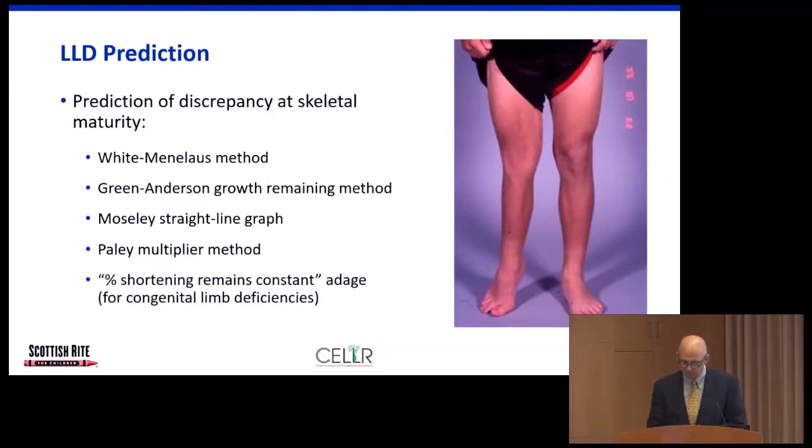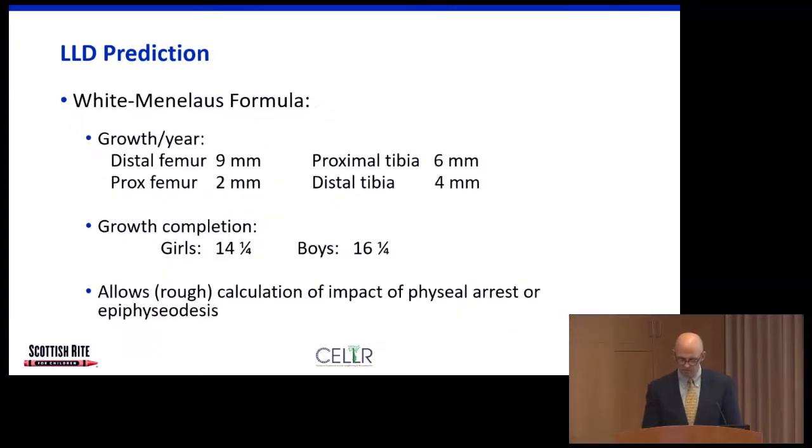So there are different ways of doing this, and I'm not going to get into the weeds too much on these different ways of predicting it, because some of these are historical, but it just gives you a perspective of how we do this. This lists all of the ways we do it, and we're going to touch on each one of them for just a second. The White-Menelaus formula. This is actually pretty important because it helps in describing the growth of the lower extremity.